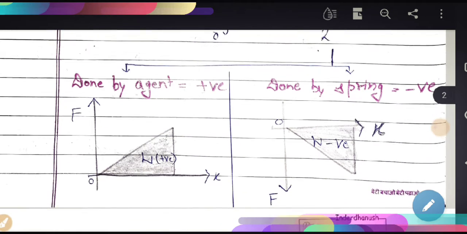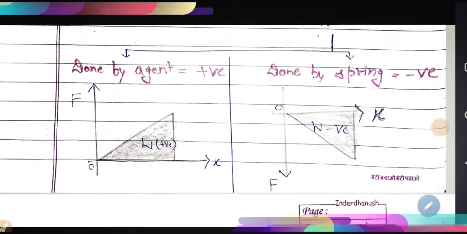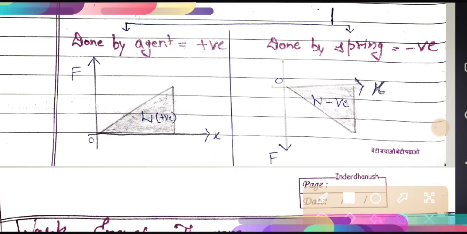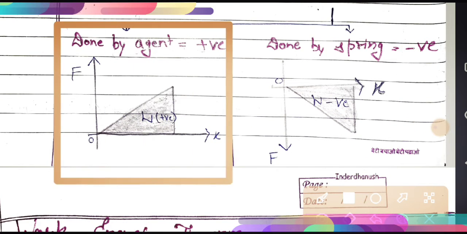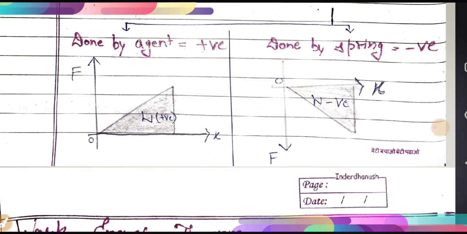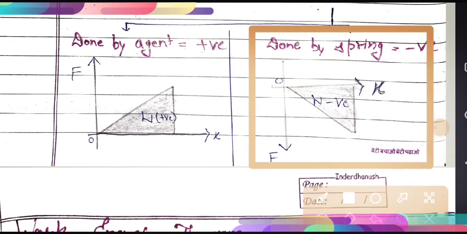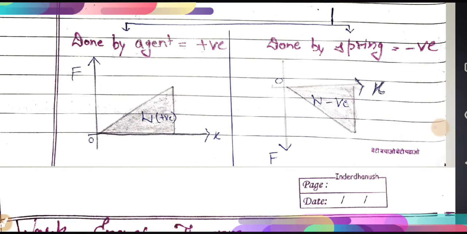Now here there could be two cases. If the work is done by the agent from the external side, the work would be positive as shown in this diagram, and the graph would be above the x-axis. And if the work is done by the spring, then the work would be negative and the graph would be below the x-axis as shown in this diagram.